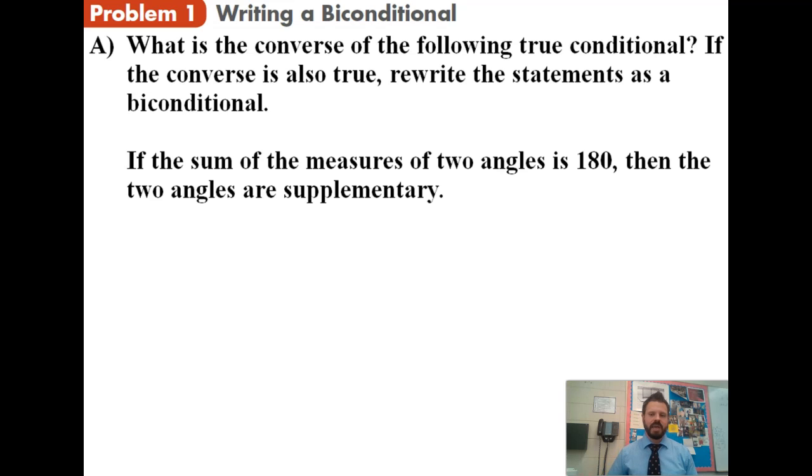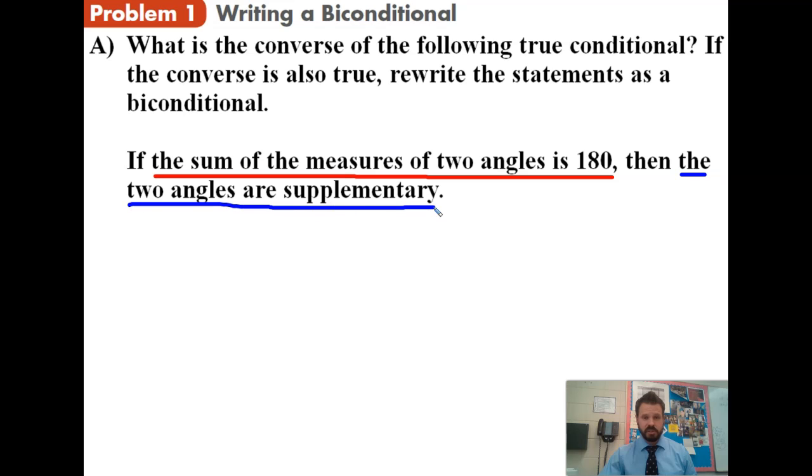Let's take a look at some examples of biconditional statements. Problem 1, part A says: what's the converse of the following true conditional? If the converse is also true, rewrite the statement as a biconditional. I'm given a conditional statement: if the sum of the measures of two angles is 180, then the two angles are supplementary. In our last lesson, we learned how to make the converse by flip-flopping the hypothesis and conclusion. The hypothesis is the sum of the measures of two angles is 180, and the conclusion is the two angles are supplementary.